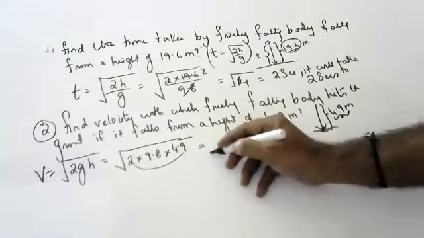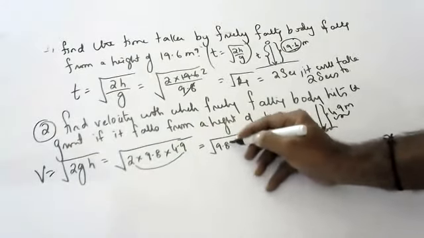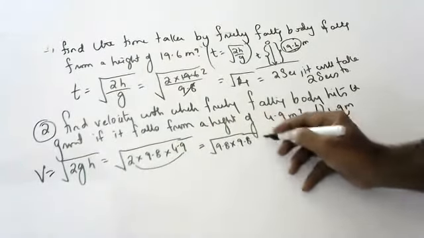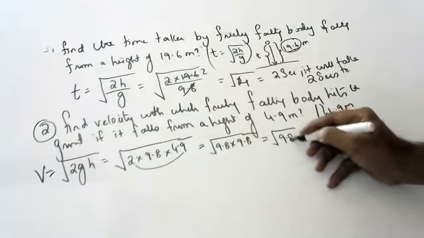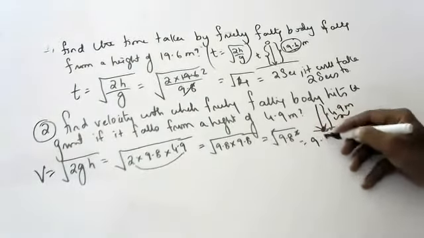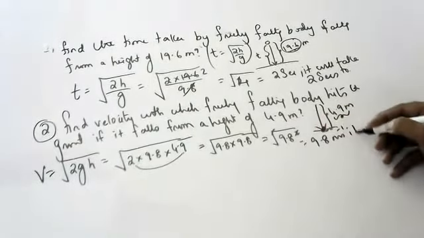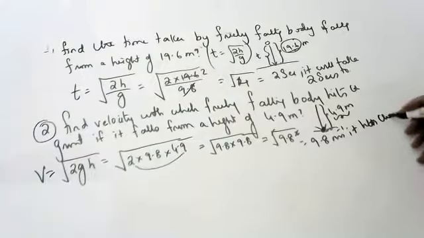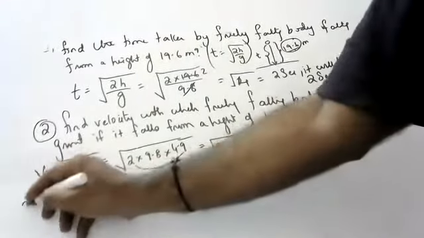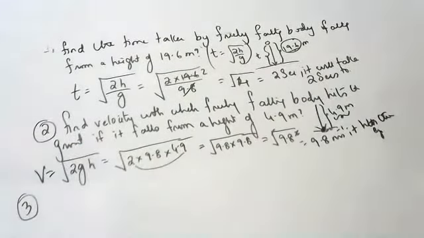2 into 4.9 is 9.8. So 9.8 into 9.8, that is root of 9.8 whole square, which is 9.8 meters per second. It hits the ground with 9.8 meters per second velocity. Like that you should do it.